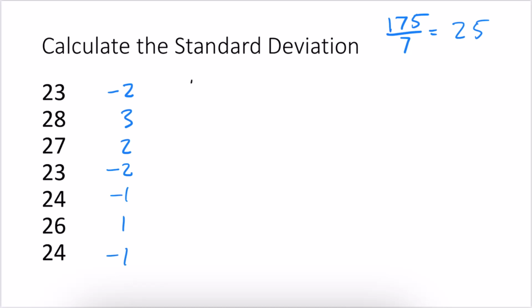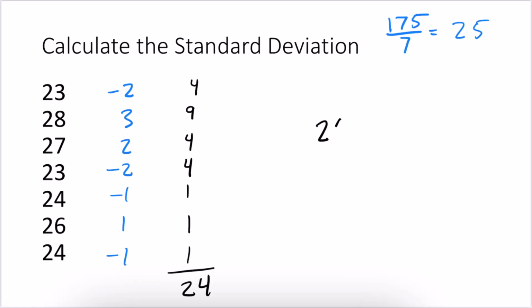So negative 2 squared is positive 4, 3 squared is 9, 2 squared is 4, negative 2 squared is 4, negative 1 squared is 1, 1 squared is 1, and negative 1 squared is 1. So these are my squared deviations, and now I'm going to add all of these up and divide by 1 less than the number of data points and square root that to find my standard deviation. So when I add all of these up, I get 24 total for my total squared deviations.